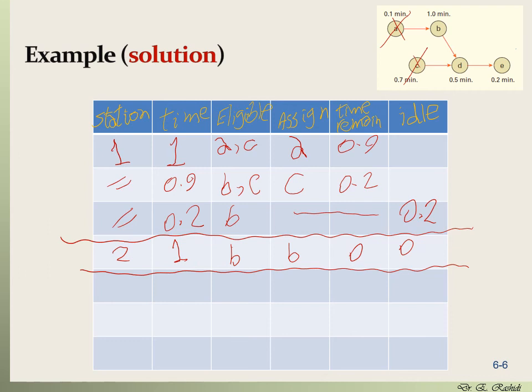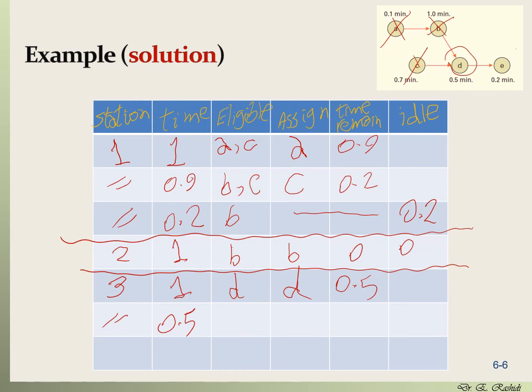So we're going to open up workstation 3. We have 1 minute, the cycle time, available. And since we assigned task B, we only have one eligible task, task D. Since this is just one, we're going to assign task D to workstation 3, and that would require 0.5 minutes. So the time left would be 1 minute minus 0.5, that's 0.5 minutes left here.